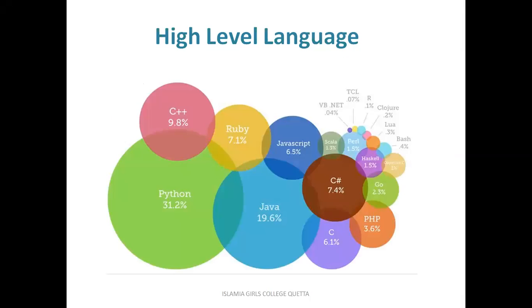Now, in this picture, you can see some high-level languages which are widely used today, specifically in 2020. So you can see this. Python is the language which is most widely used today, and after that there is Java, and also some other languages like C++, Ruby, JavaScript, C#, C, PHP, Go. These languages are used for developing application programs today.